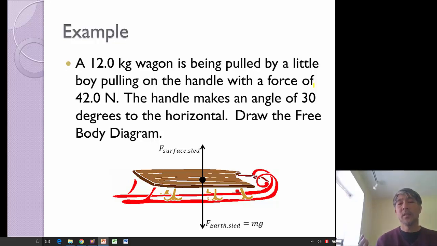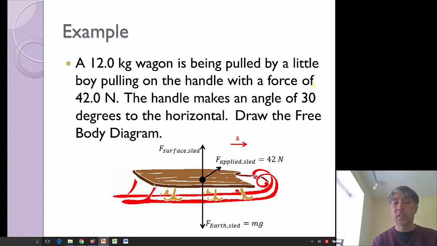In this case, the surface is flat and the sled's on top of it, and so perpendicular to that would be straight upwards. Then we have a force applied as described. It's at an angle of roughly 30 degrees, and we'll label that with its magnitude, which was given as 42 newtons. So that's our free body diagram.